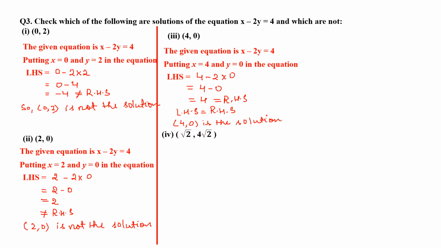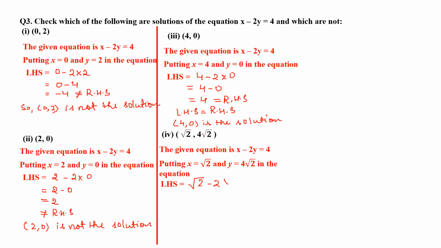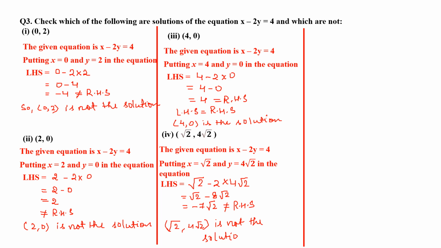Now next part, (root 2, 4 root 2). Again I am going to put x as root 2 and y as 4 root 2 in the given equation. So I will get root 2 minus 2 into 4 root 2. So root 2 minus 8 root 2, and root 2 minus 8 root 2 will give minus 7 root 2, and again it is not equal to RHS. So I will say (root 2, 4 root 2) is not the solution, isn't it? This is not the solution of the given equation.